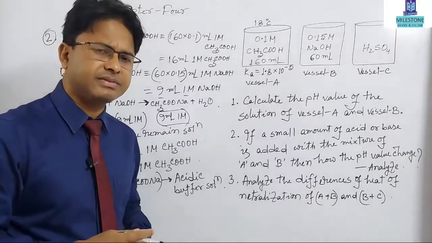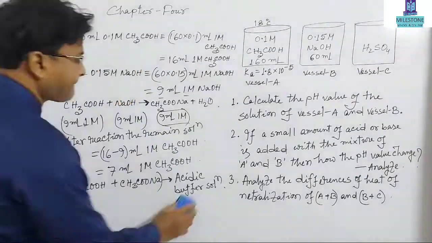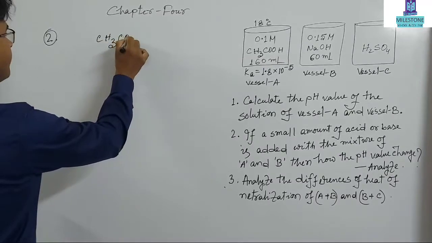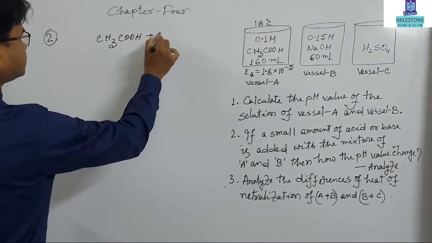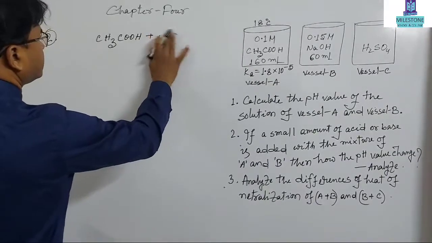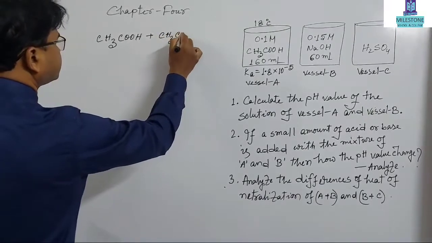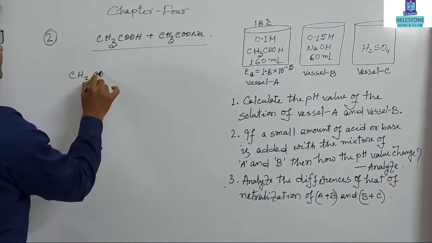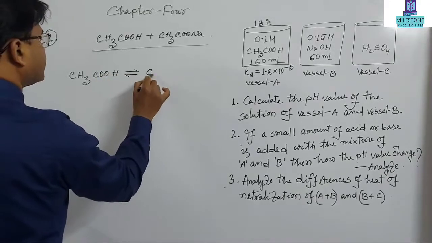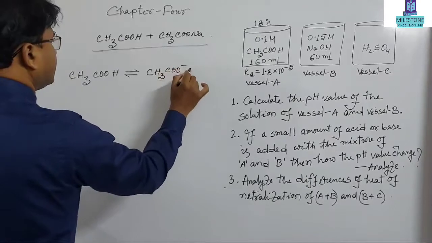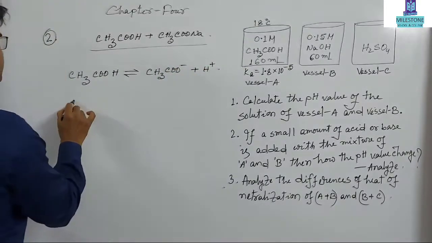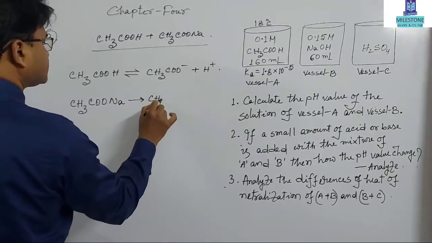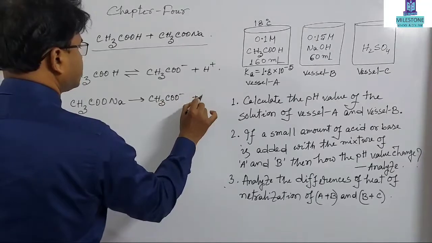Now I am going to discuss the mechanism of the acidic buffer solution. In an acidic buffer solution, ethanoic acid and sodium ethanoate are present, and here ethanoic acid ionizes to produce ethanoate ion and H plus ion, and sodium ethanoate ionizes to produce also ethanoate ion and sodium ion.